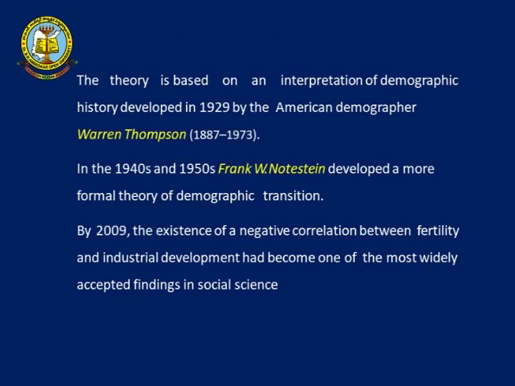nations. This theory is based on an interpretation of demographic history which was developed in 1929 by the American geographer Warren Thompson. In the 1940s and 1950s, Frank W. Notestein developed a more formal theory of demographic transition. By 2009, the existence of a negative correlation between fertility and industrial development had become one of the most widely accepted findings in social science.